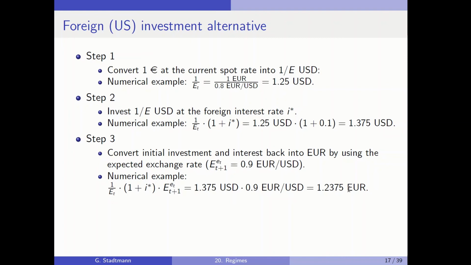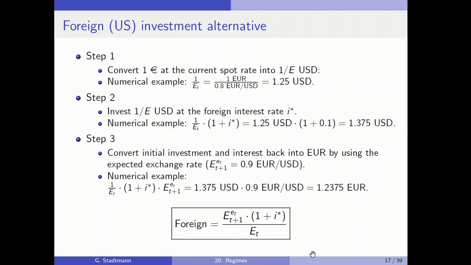The formula for the foreign return is a little bit more complicated. So in the first step, we have to divide by the exchange rate in order to get US dollar. Then we are multiplying through by the foreign interest rate. And then we use the expected exchange rate and we multiply through in order to convert these US dollars into euros. So the formula for the foreign return is given here on the right-hand side of this equation.